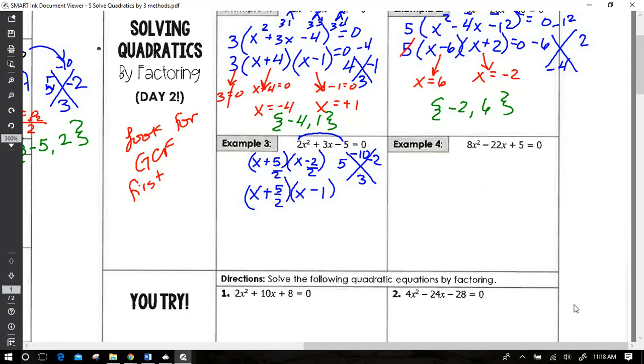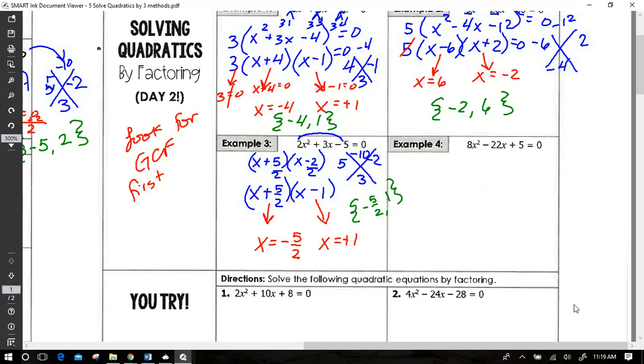When we have a factor that we need to solve and get a solution from, it is sometimes easier just to leave it just how you see it there, because now I know that that solution is negative 5 halves, and this is positive 1. And so my solutions are negative 5 halves and positive 1. Great job.